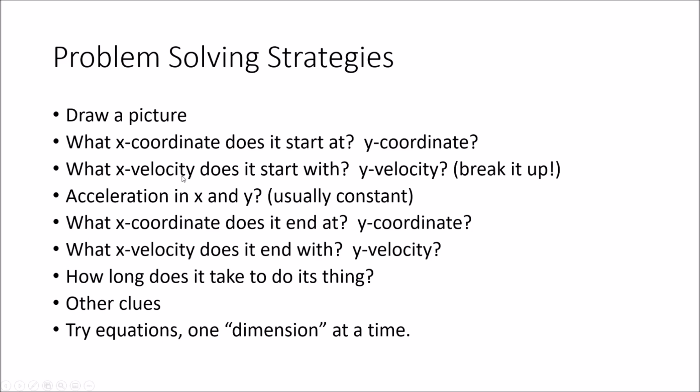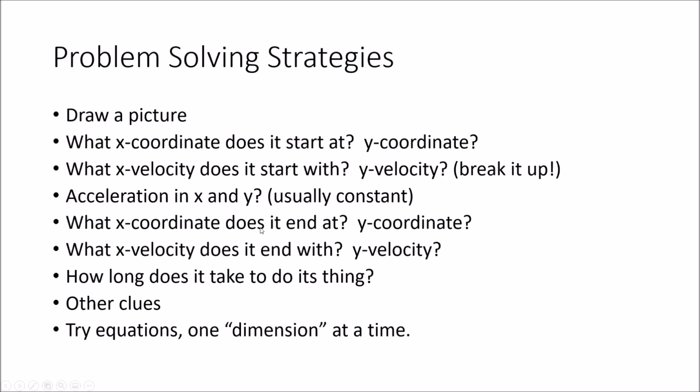You can look at what x velocity it starts with, what y velocity it starts with. You'll very often be given a velocity at a particular angle. And whenever you see a velocity at a particular angle, you can say, well, I probably have to break it up into x and y velocities anyway, so why not just do it at the beginning? What's my acceleration in x and what's my acceleration in y? If you've got a projectile, something flying through the air that's just being pulled down by gravity, you'll probably have 0 acceleration in x, negative 9.8 meters per second squared acceleration in y.